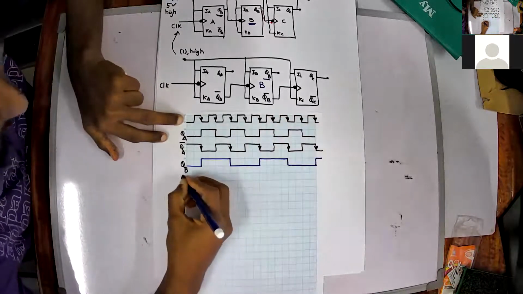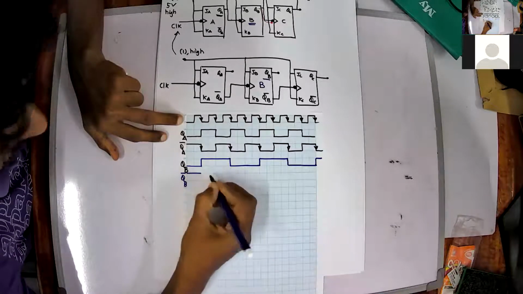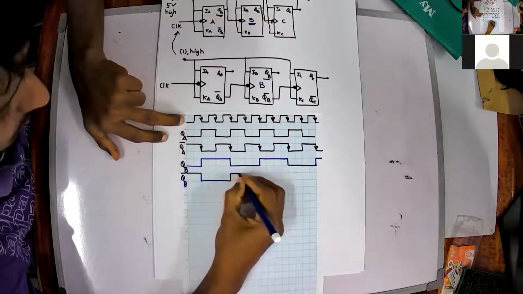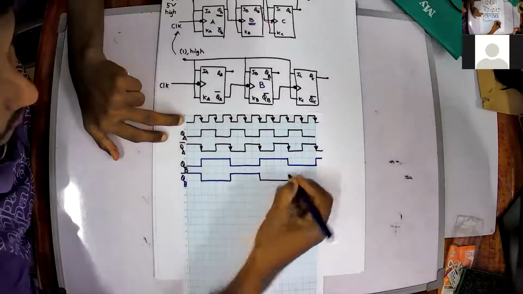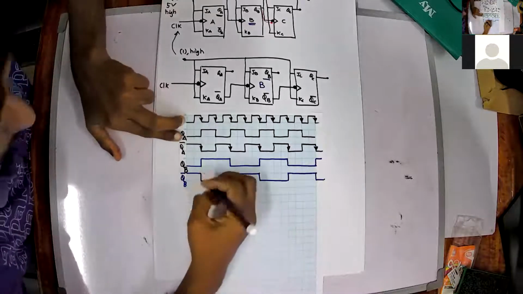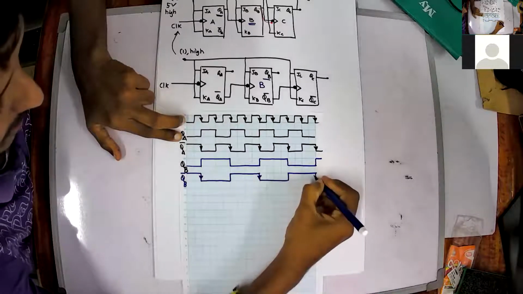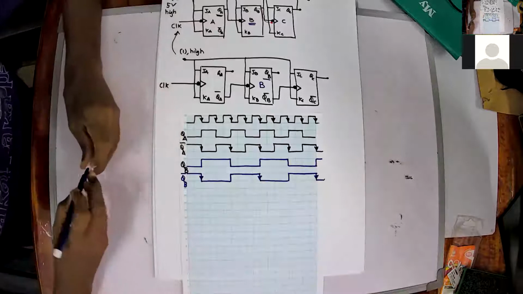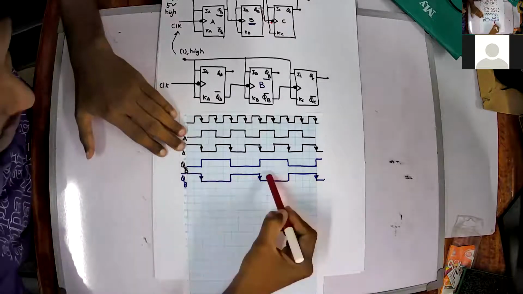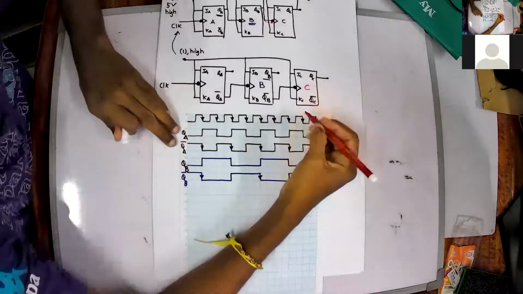So we need to draw QB bar as well. When it is 1, I can write it as, sorry, if it is 0, that becomes 1, right? 0, 1, 0, 1, 0. Clear, right? Now I can mark my negative edges, edge 1, edge 2, and edge 3. I can mark my negative edges, and I am giving this signal, QB bar, to the flip-flop C.